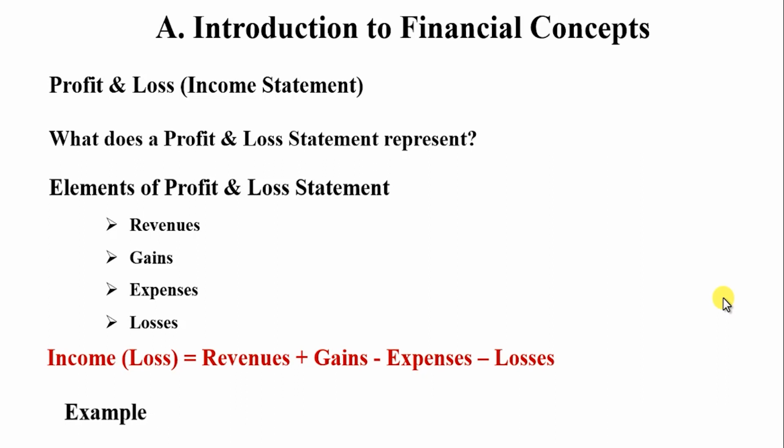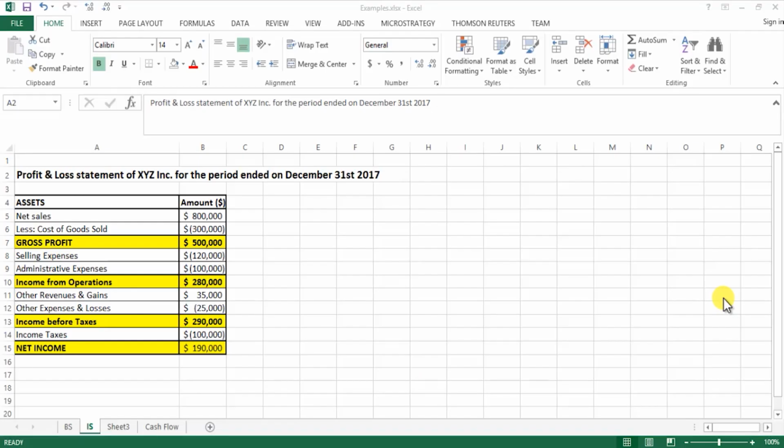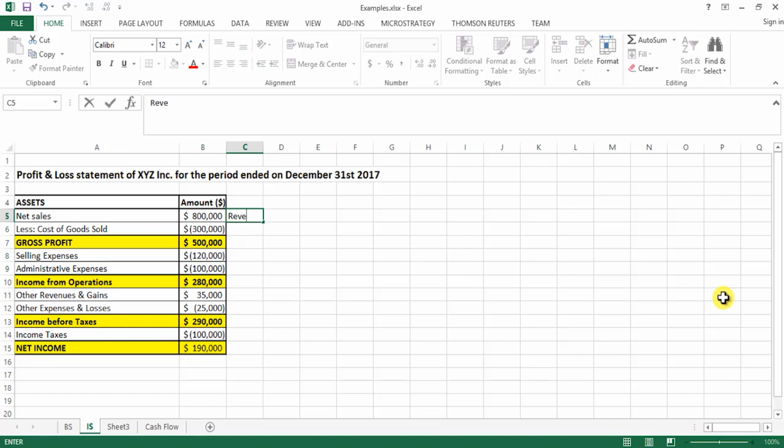Let's quickly look at an example on the same lines as we looked at for the balance sheet, and that will help us understand how an income statement is prepared. So here, you see net sales $800,000 less the cost of goods sold. This net sales forms a part of your revenue, and this cost of goods sold forms a part of your expense, because these are performed towards operating, or you can say the revenue generating activities of the company. Again, selling expenses form a part of your expense because they are performed for day-to-day core operations of the entity.